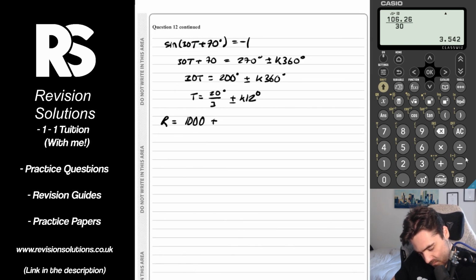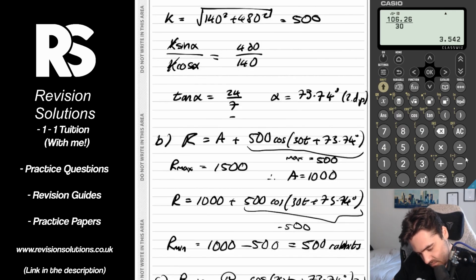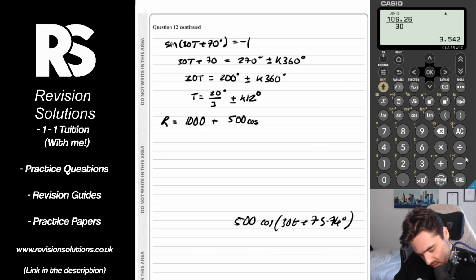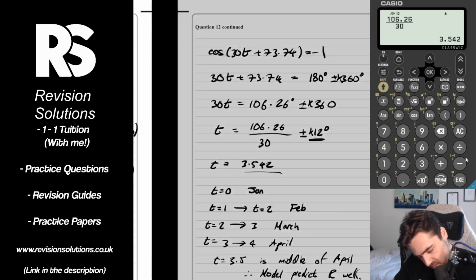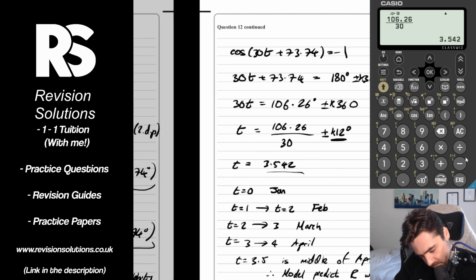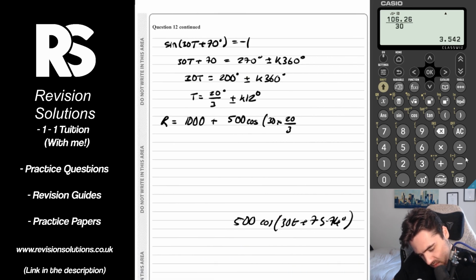Just paste it here. So plus the 500. Where have we gone? There we go. Plus the 500 cos of 30 times 20 over 3 plus 75. Is that 75 or 73? 73, plus the 73.74.